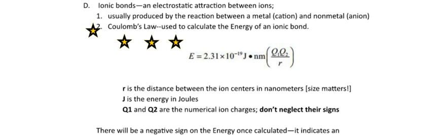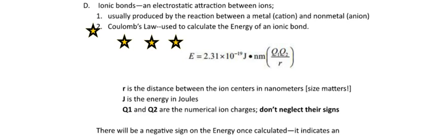And then you have Q1, Q2 over R. Well, what is all this stuff? Well, R is the distance between the ion centers in nanometers, all right? So the distance between one nucleus and another nucleus, that's your center. That's your R. So J is the energy in joules, obviously.